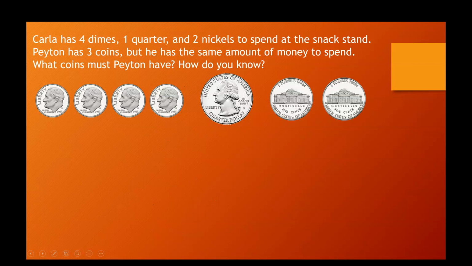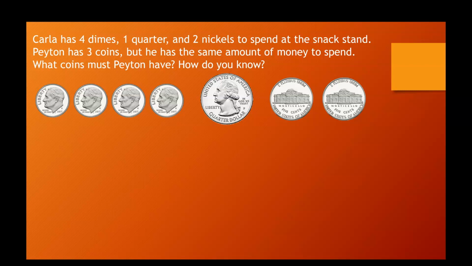All right, here's our next one. Let's read it. Carla has 4 dimes, so we have 4 dimes here, 1 quarter, we've got a quarter here, and 2 nickels. 2 nickels right here to spend at the snack stand. Peyton has 3 coins, but he has the same amount of money to spend. What coins might Peyton have? How do you know?